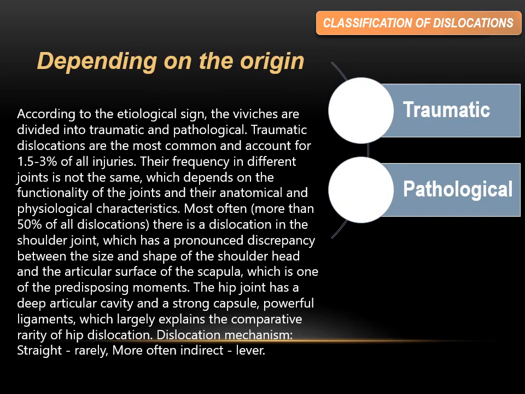Moreover, these dislocations can be divided into traumatic ones, as a result of excessive mechanical action, and pathological, when initially there is a pathology in the joint area, for example, a tumor formation, or something of an inflammatory nature. Let's say a purulent inflammatory process that destroyed the capsule of the joint. In the final we have a dislocation.